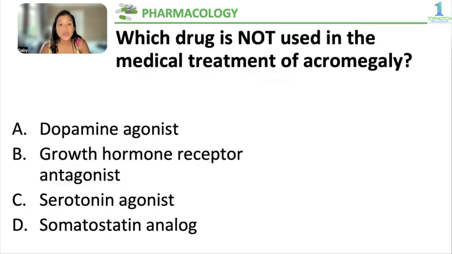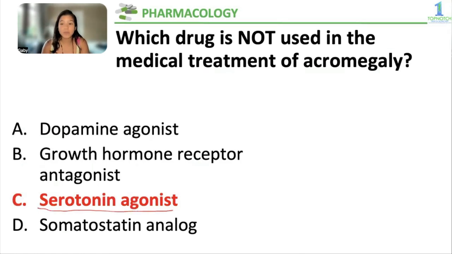Which drug is not used in the medical treatment of acromegaly? Dopamine agonist, growth hormone receptor antagonist, serotonin agonist, or somatostatin analog? Our answer here is serotonin agonist. They do not have any effect in the treatment of acromegaly.